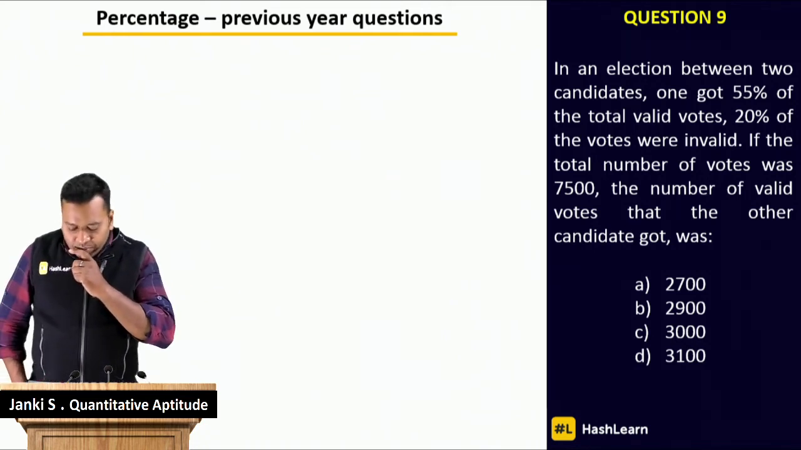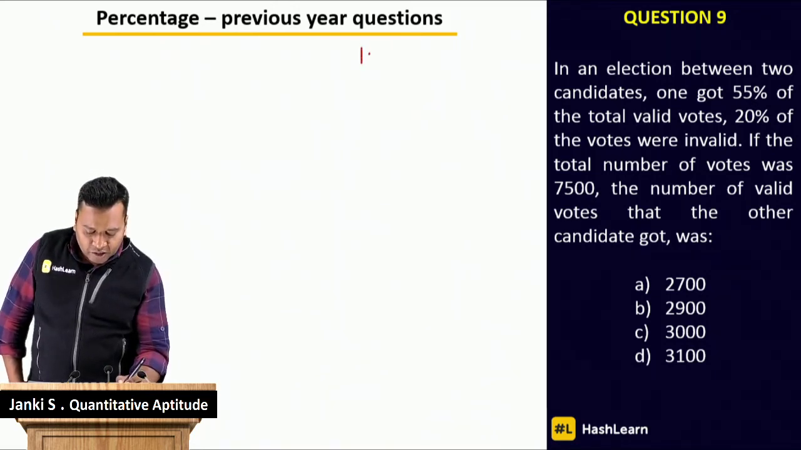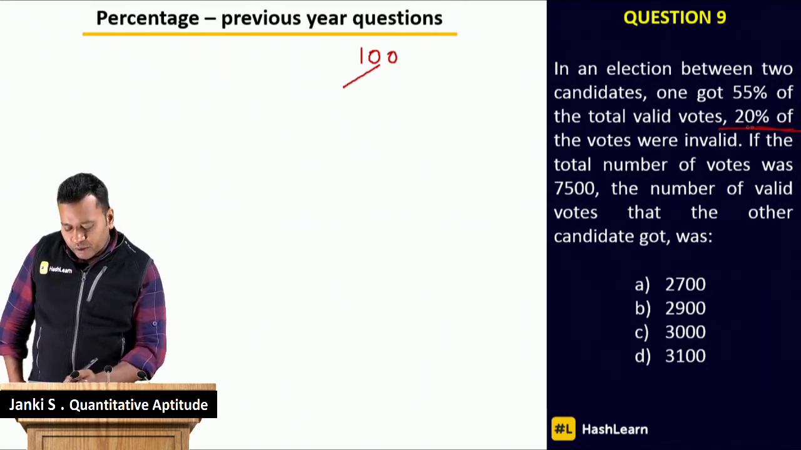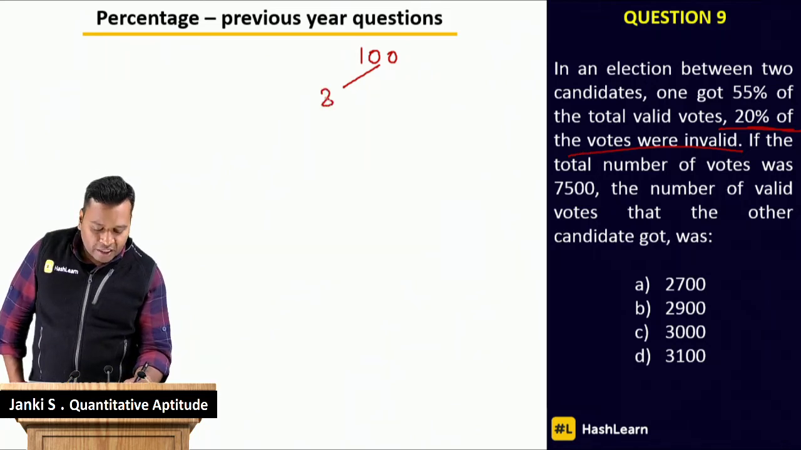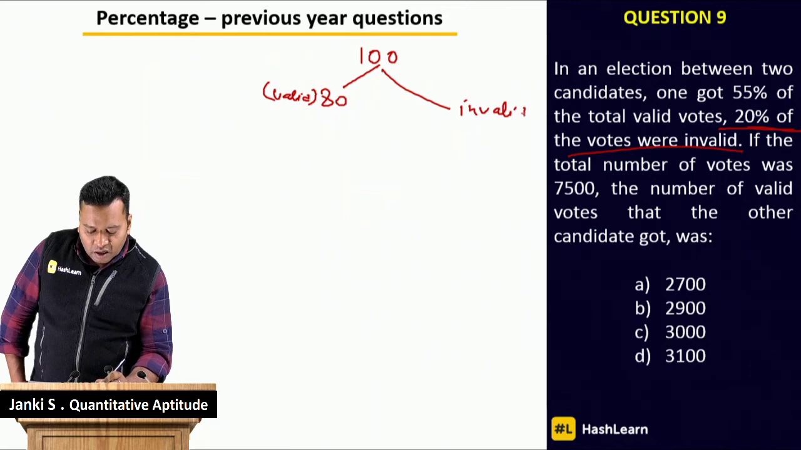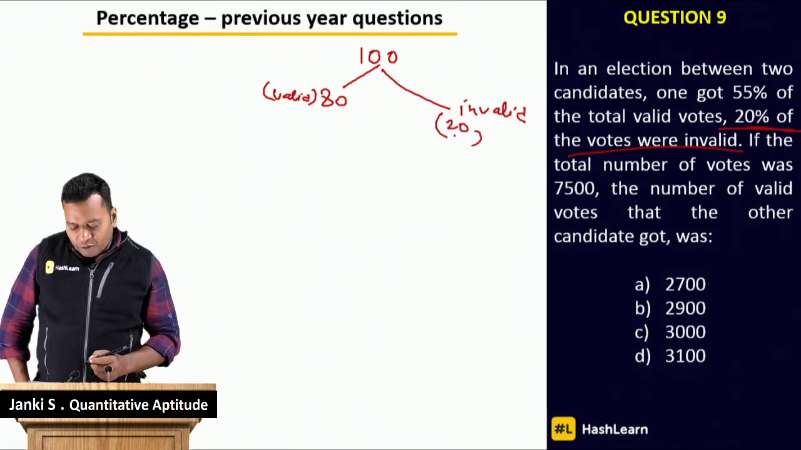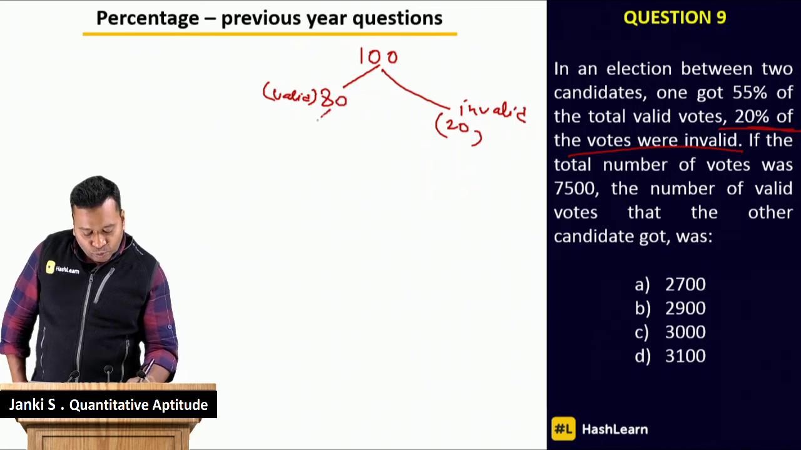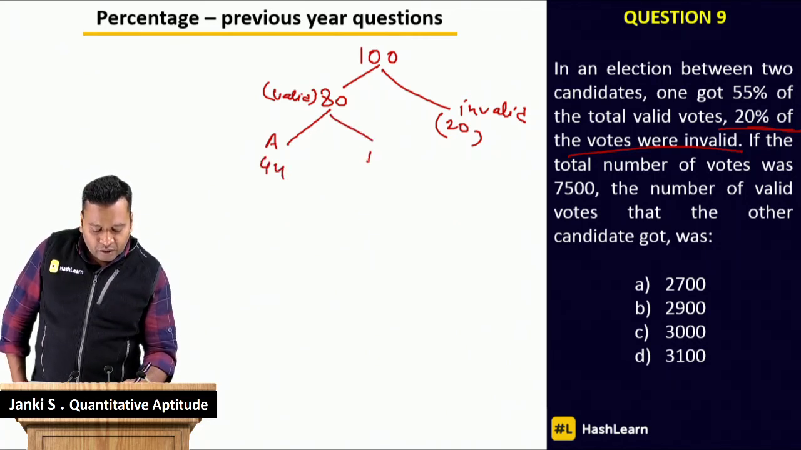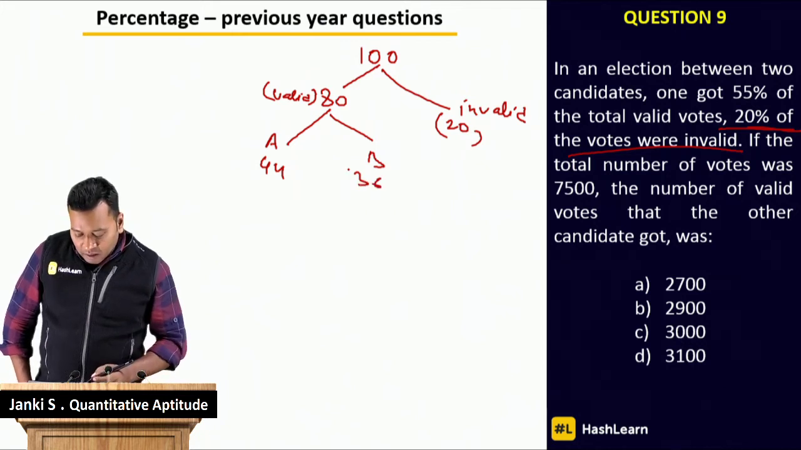Talking about the next one. In an election between two candidates, one got 55% of total valid votes. Let's go with the basic assumption: let's say 100 votes were there. 20% of the votes were invalid, so that means 80 are the valid votes. I'll mark valid votes as 80 and invalid as the remaining 20. Now two candidates, one got 55% of 80. So A got 55% of 80, which is 44. That means B got the remaining 36 here, right?